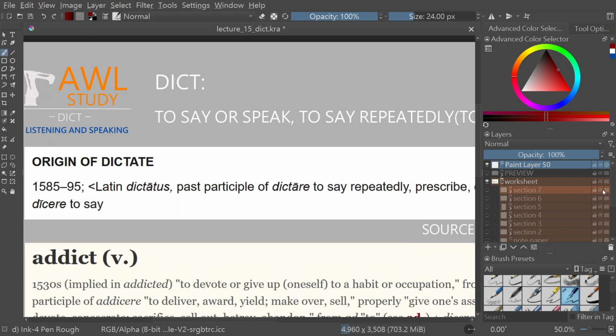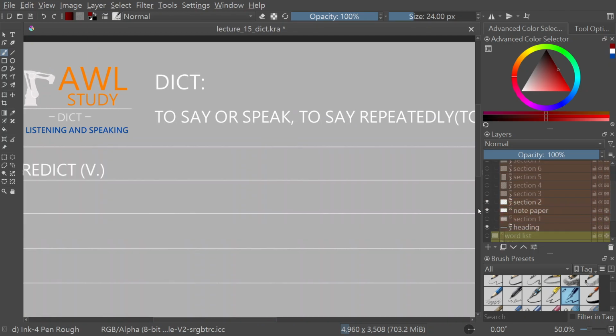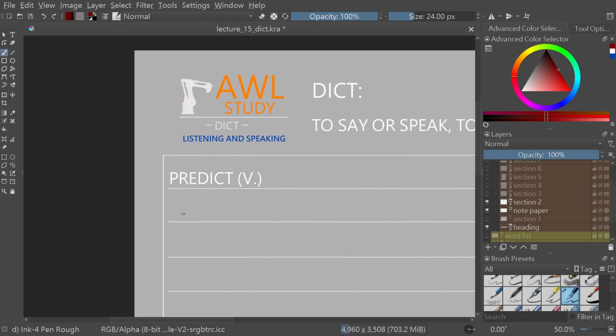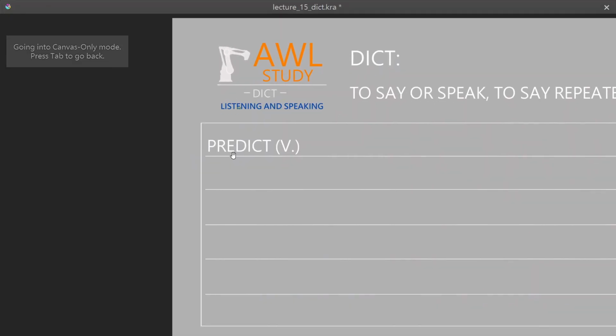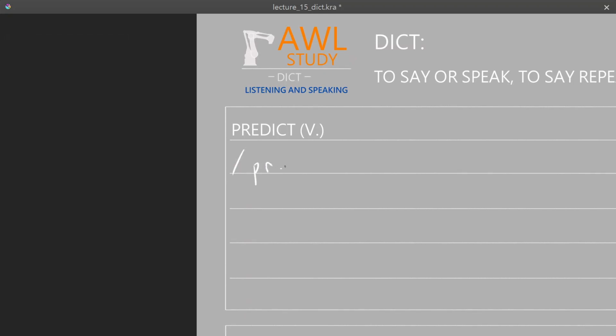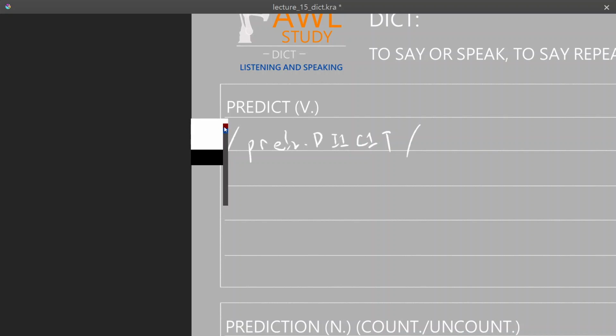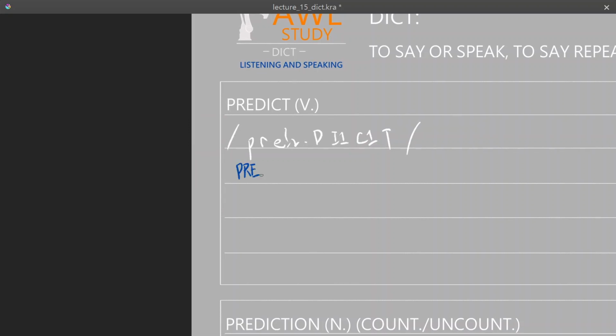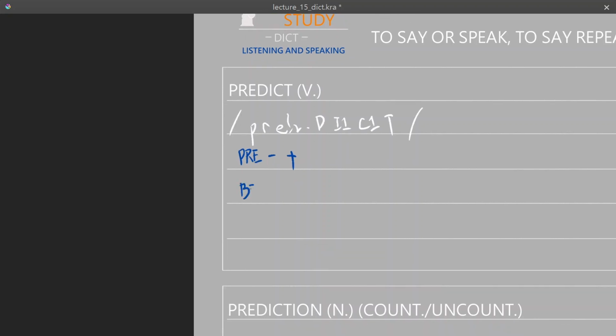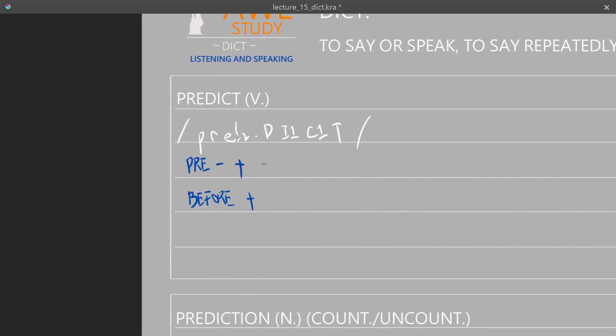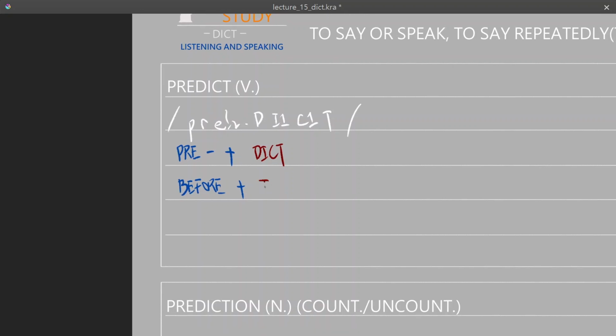The first word we have is predict. Let me change the color. Alright, predict. And we have the prefix pre, meaning before, and we have the root dict, meaning to say or speak.